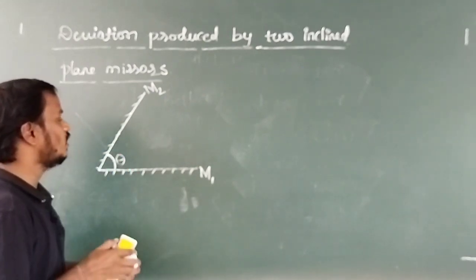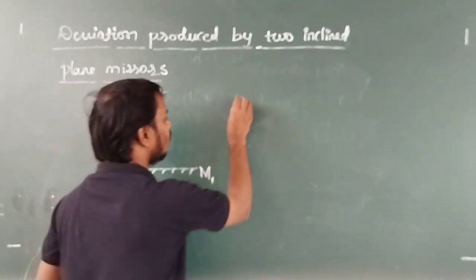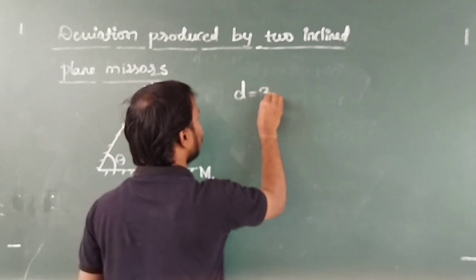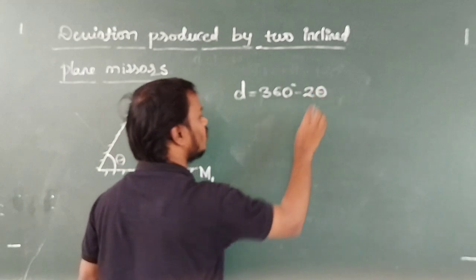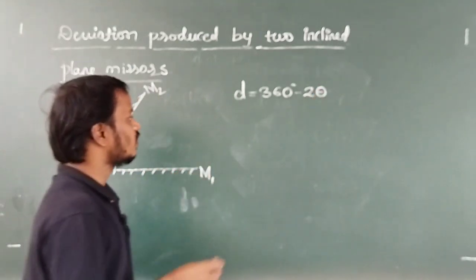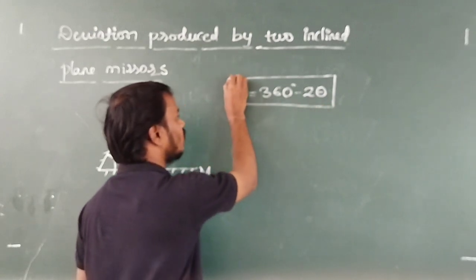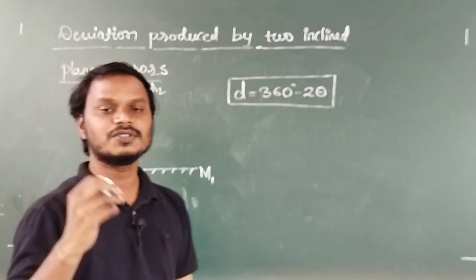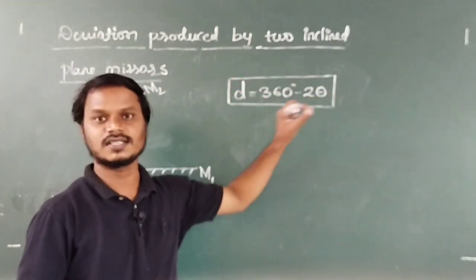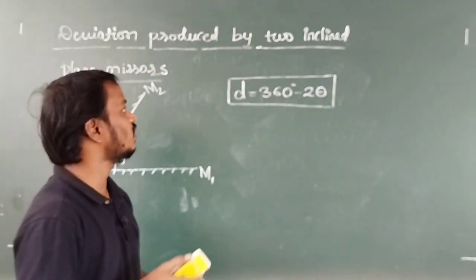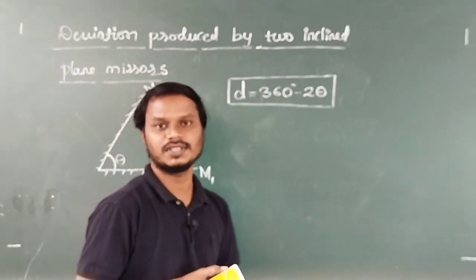Then what is the deviation produced by these two inclined plane mirrors? That is d is equal to 360 degree minus 2 theta. Hence it is the deviation produced by two inclined plane mirrors. Remember this point. So what is the deviation produced by a single plane mirror? That is d is equal to 180 minus 2 theta. And what is the deviation produced by two inclined plane mirrors? That is 360 minus 2 theta.